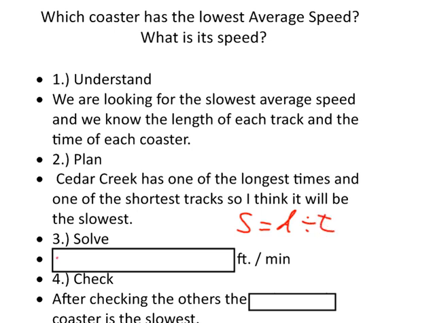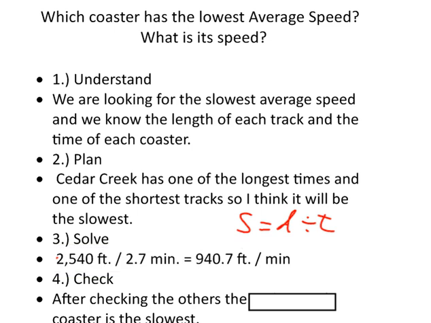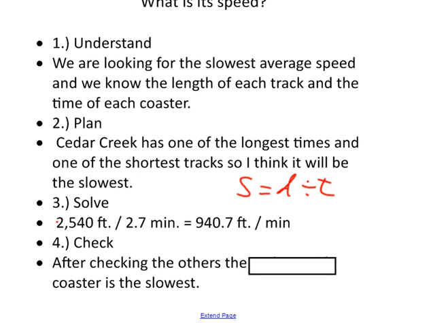We could do that for all of the roller coasters, but we're going to start with the one from Cedar Creek, and we see that that's 2,540 feet divided by 2.7 minutes, for 940.7 feet per minute. We're going to check this to make sure it's reasonable. You can go through all the other roller coasters on your own and pause the video. But after checking, we're going to find that Cedar Creek is indeed the slowest.